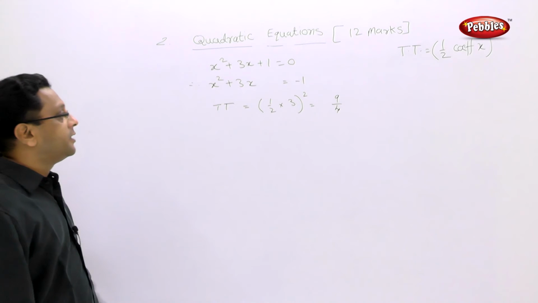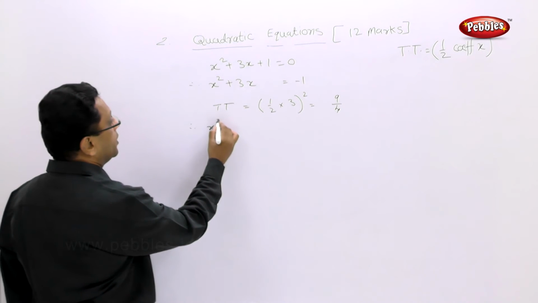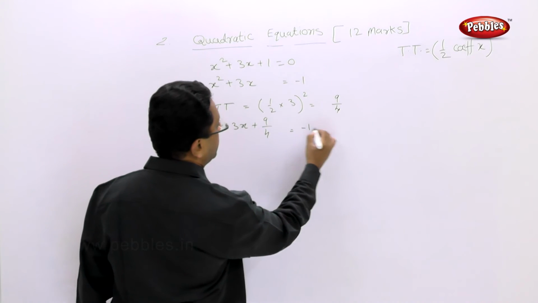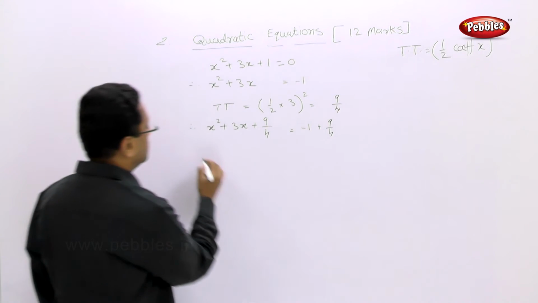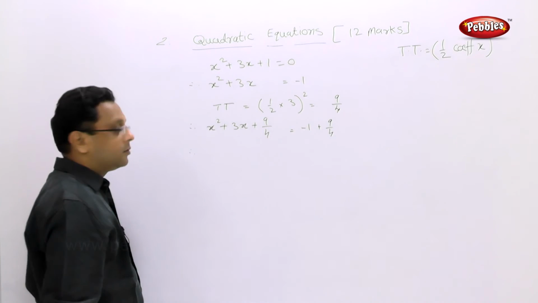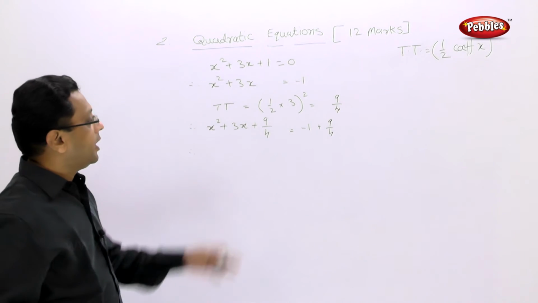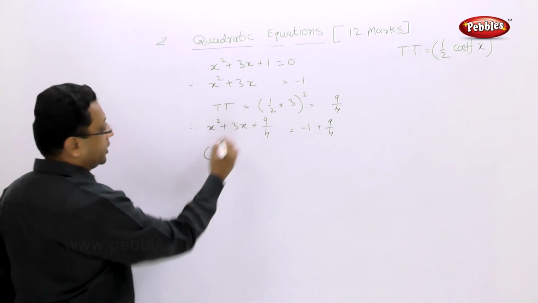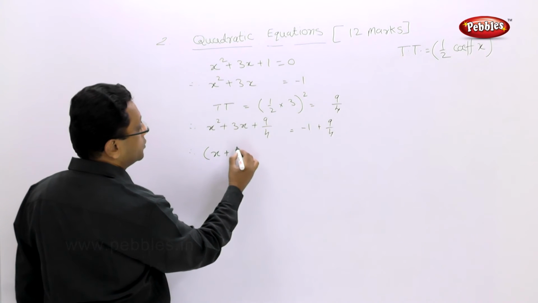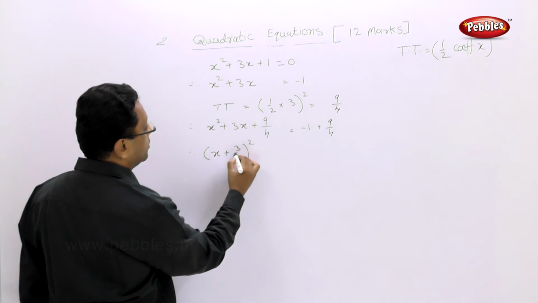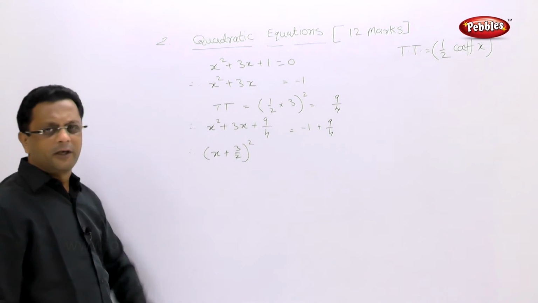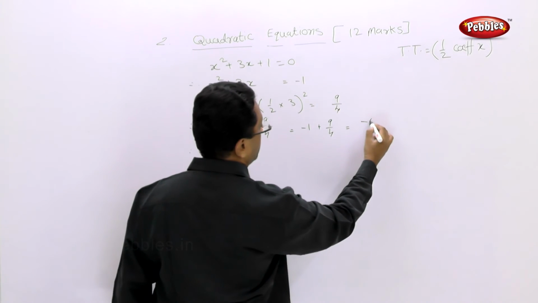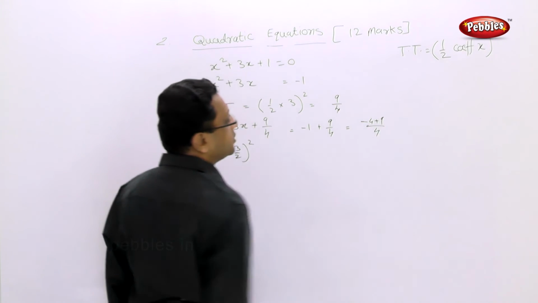Add this to both the sides: x square plus 3x plus 9 by 4 equal to minus 1 plus 9 by 4. We can go by both the ways now. Either you eliminate this 4, or you simply say this is the complete square of something. Now if you want to calculate this, what will it be? Minus 4 plus 9 upon 4, that is 5 by 4.